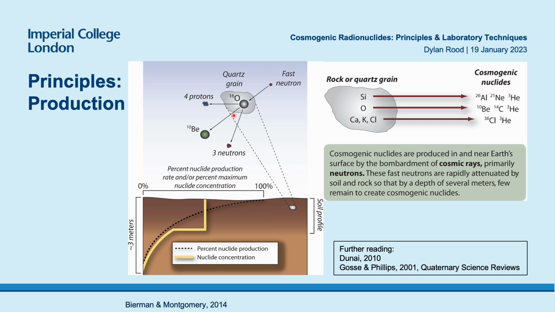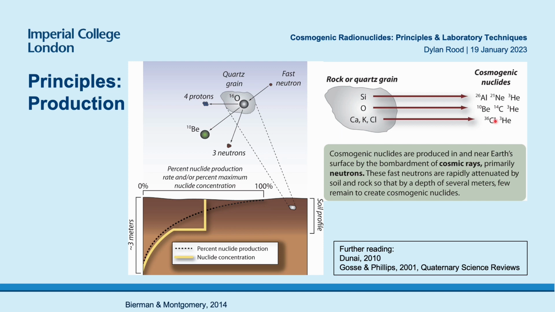And so these spallation reactions occur primarily from neutron interactions in the first few meters of Earth's surface. So their production rate, and therefore their concentration, will be at a maximum at the Earth's surface and then decrease exponentially, according to the attenuation length of that nuclear reaction, over the first few meters of Earth's surface.